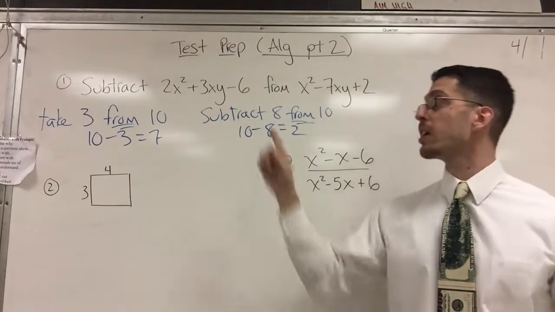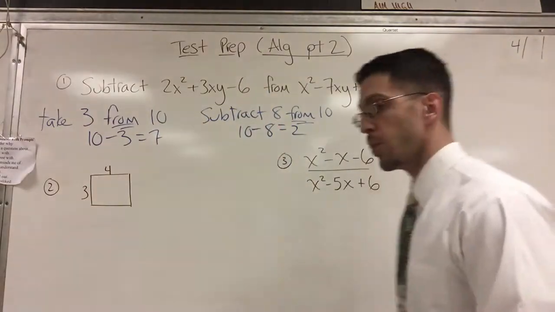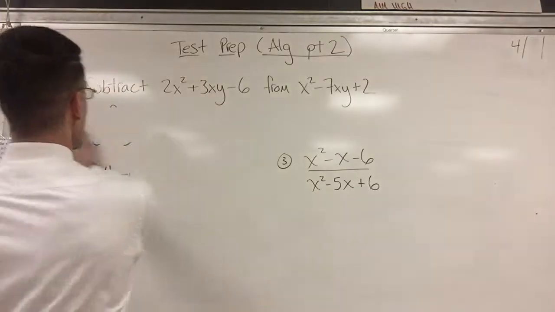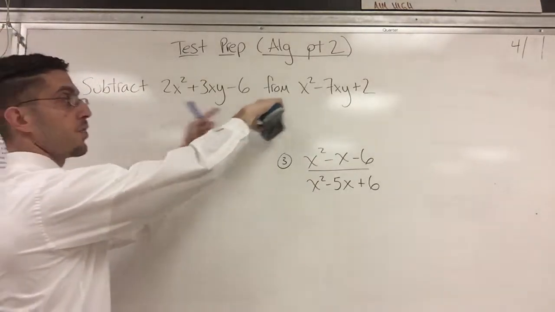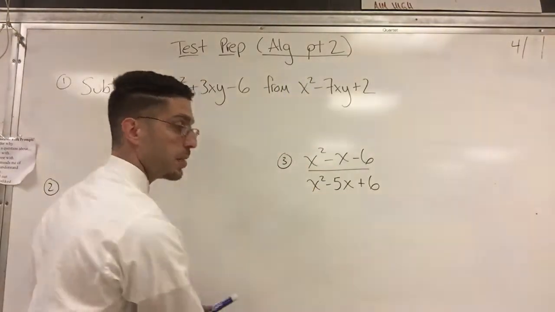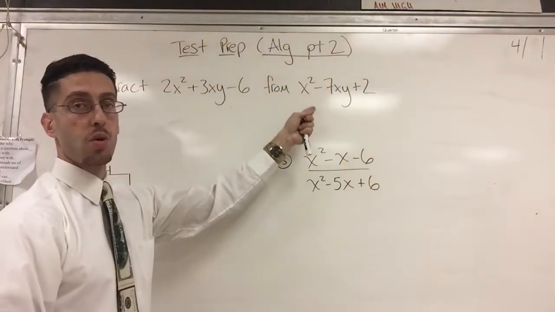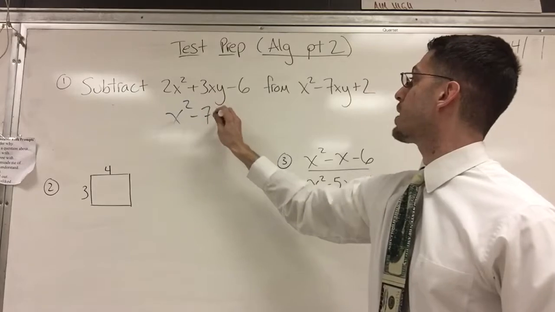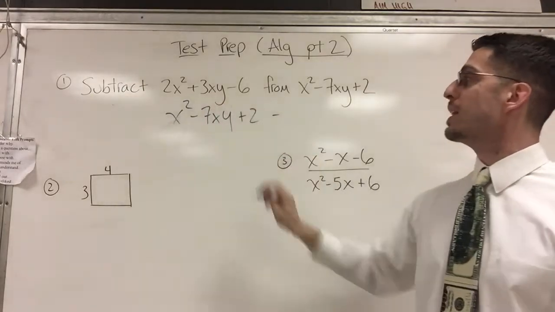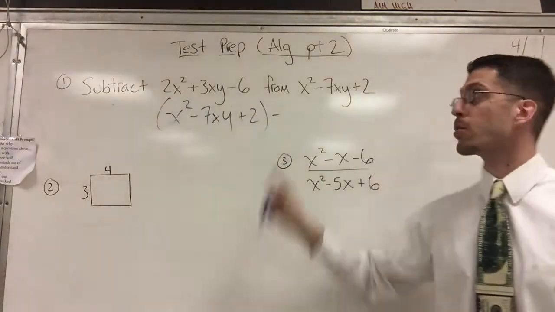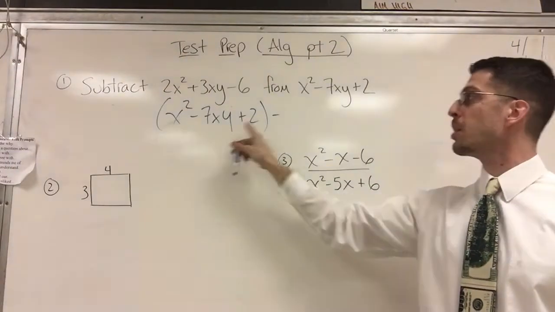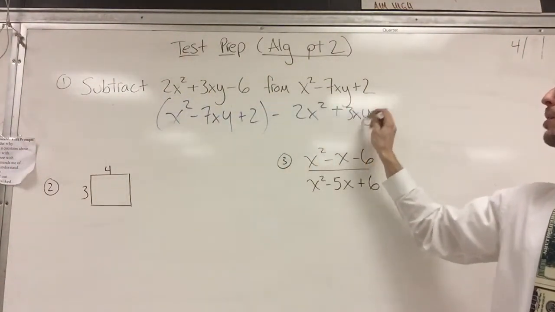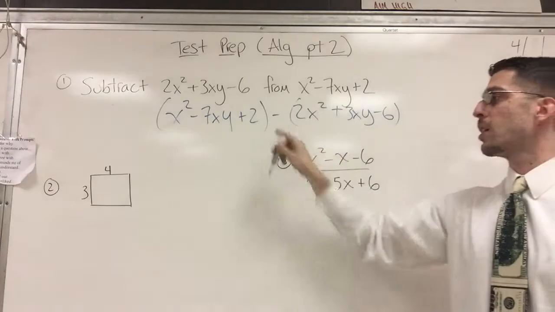And we're going to use that to figure out this. So, let's clear some space here. Subtract this from that. That means that this actually goes first. So I'm going to write x squared minus 7xy plus 2 minus, and I'll even put it in parentheses to show you that first term stays the same, minus 2x squared plus 3xy minus 6.